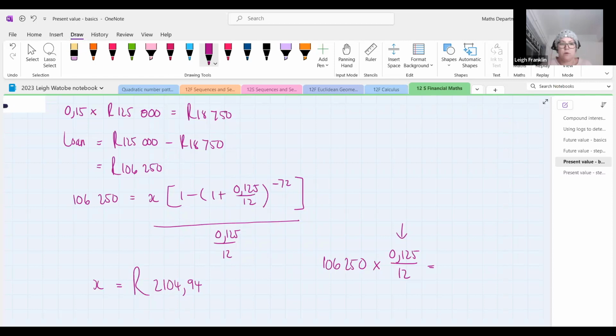After you've pressed equals, you then have to press the divide button. Then you're going to open your bracket and say 1 minus, bracket, 1 plus, then the fraction button again, 0,125 over 12. Close your bracket, then press your exponent button and put minus 72 into the exponent, close the bracket again, and press equals. The 106,250 should stay alone, not in the fraction. That's just a normal number.